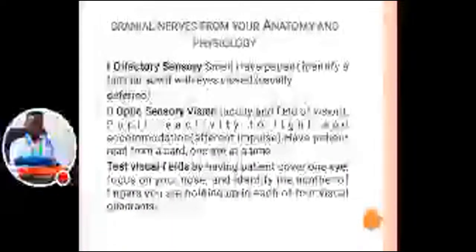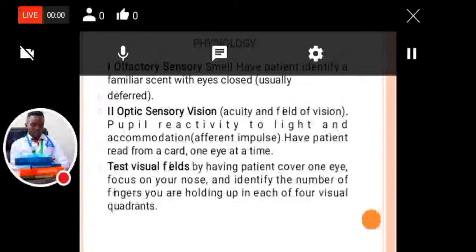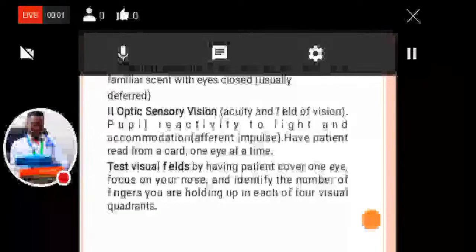Now let's look at the cranial nerves from your anatomy and physiology. Now remember, the cranial nerves from your anatomy and physiology usually help us to understand as well as to assess a patient undergoing a neurological assessment. So the first cranial nerve is called the olfactory, tested even when your eyes are closed.